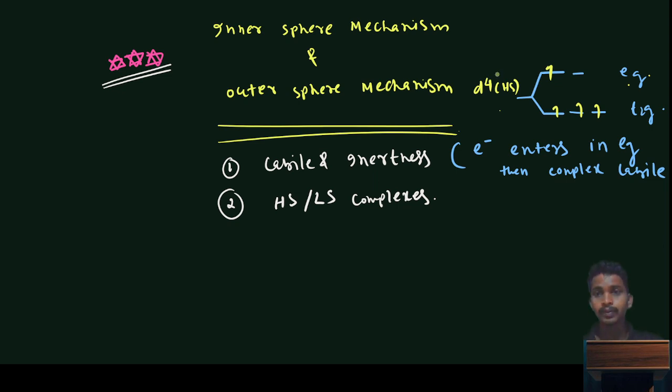So if electrons enter in the Eg orbitals, then these are labile compounds. Let's say you have d4 low spin, then electrons will come here. So no electrons enter in the Eg orbitals, then those are inert, except d8. In the d8 case, even though electrons enter in the Eg orbitals, it is still inert. And another thing, d1 and d2 are always labile, and that is explained by VBT. Okay, that is the concept of labile and inertness.